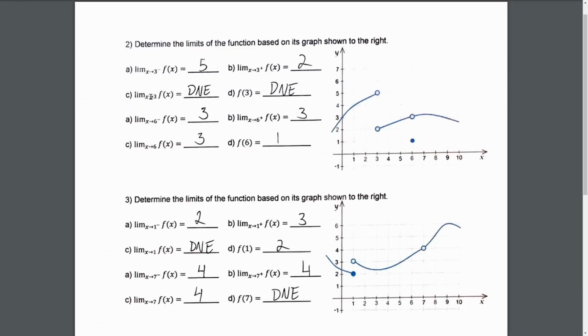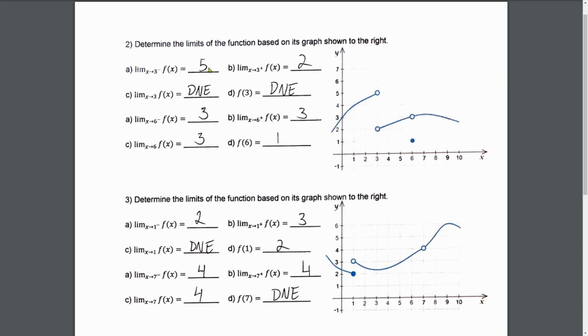Okay, so these next two problems are pretty much the same. We're looking at these graphs and looking at these x values. So the first one here is looking at x equals 3 from the left. Well, from the left, we can see that these y values are increasing and they're approaching y equals 5. From the right side, we can see that these y values are decreasing and they're approaching y equals 2.